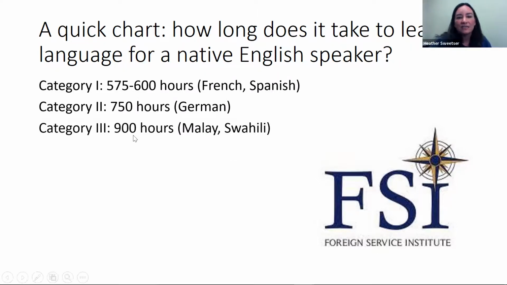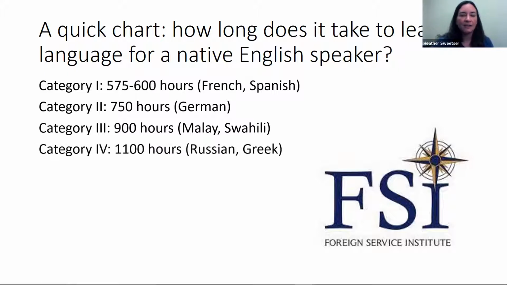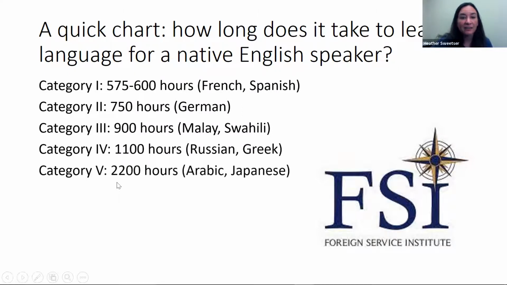And then category 3 is 900 hours, like Malay or Swahili, with reasons for this, like less complicated grammatical structures. So like semek, for instance, is fish, like more than one fish in Malay. So you just say the word twice and it's plural. And then you have category 4, which is 1100 hours, which is like Russian and Greek. And then when we get up to languages like Arabic and Japanese and Chinese, it's category 5, which is 2200 classroom hours. That's a lot of hours.